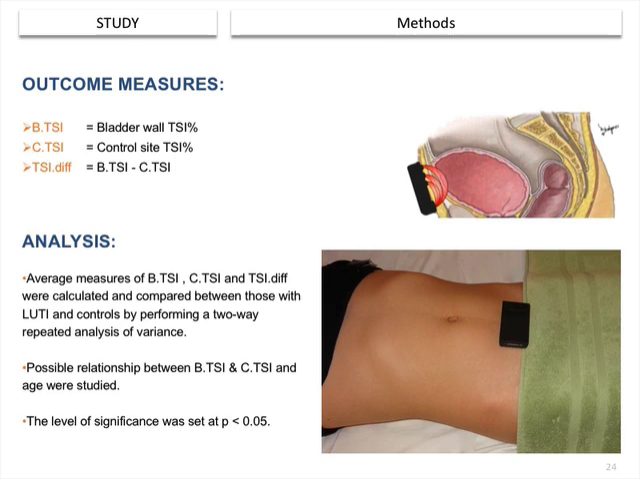The outcome measure was simply bladder tissue saturation index, BTSI, control TSI, CTSI, and the difference. We actually made this index, the difference between the bladder and the control side. We calculated the average of BTSI, CTSI, and the difference over the 1 minute of data collection and compared the bladder and the control side. We also looked at the possibility of correlations between these numbers and the age of the children.